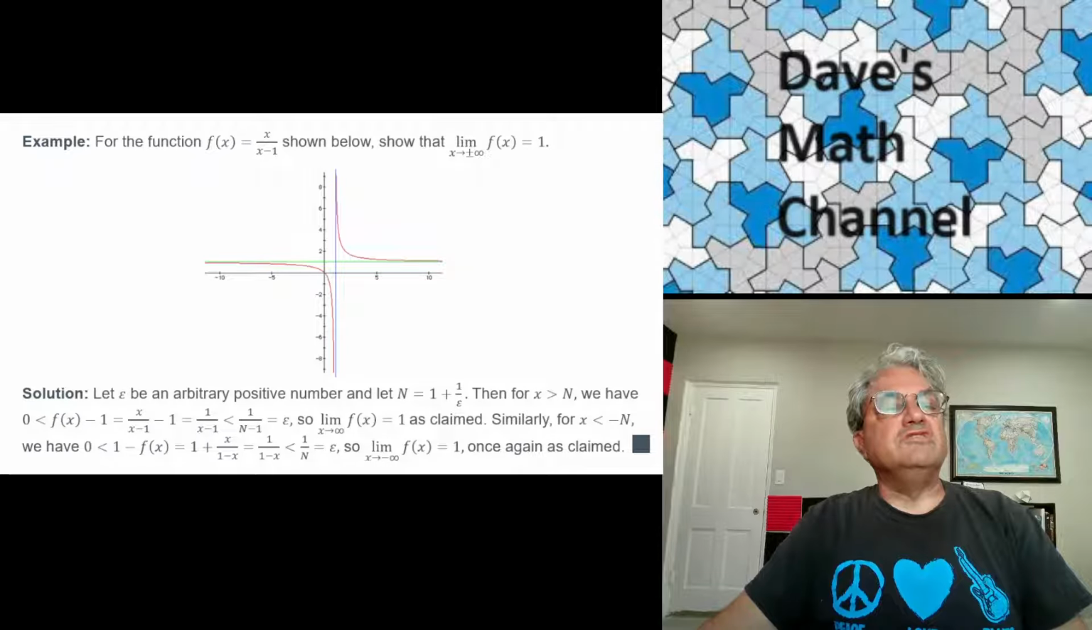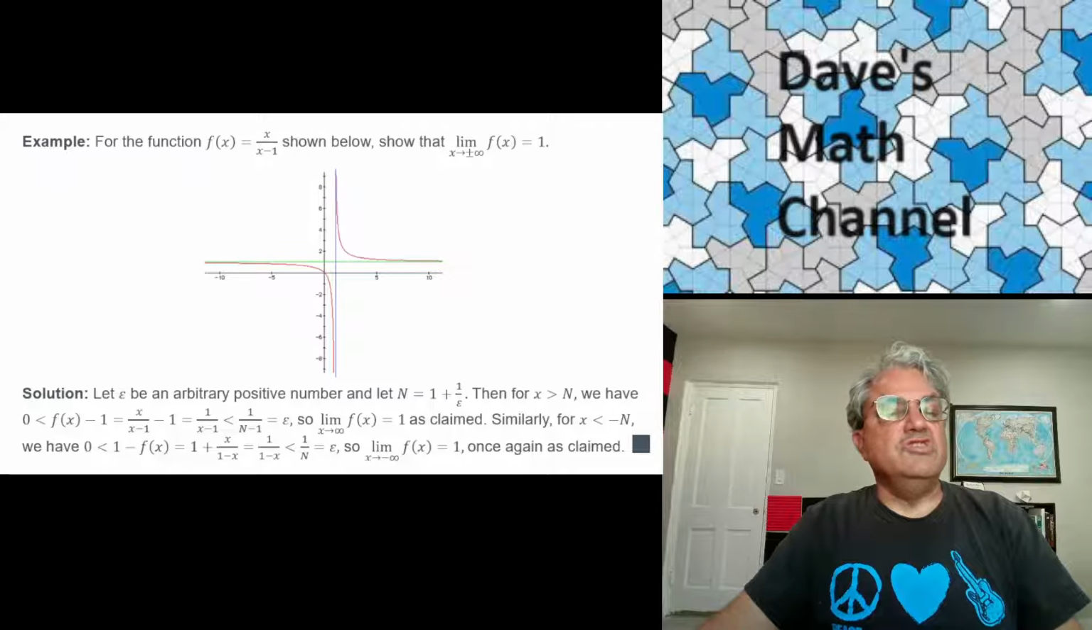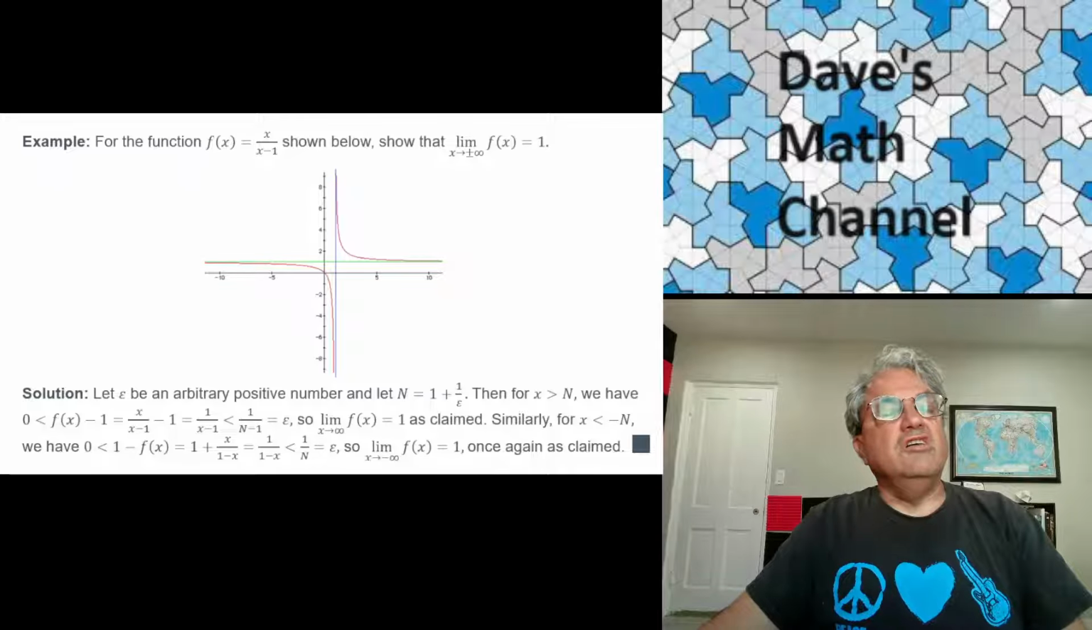Here's the function f of x equals x over x minus 1. And we want to prove that both limits, the limit as x approaches infinity and minus infinity of f of x, are both equal to 1. So how do we do that? Well, we just use the definition, and it's pretty straightforward in this case. Let epsilon be some small arbitrary positive number, and let capital N be 1 plus 1 over epsilon, which is going to be large when epsilon is small, obviously.